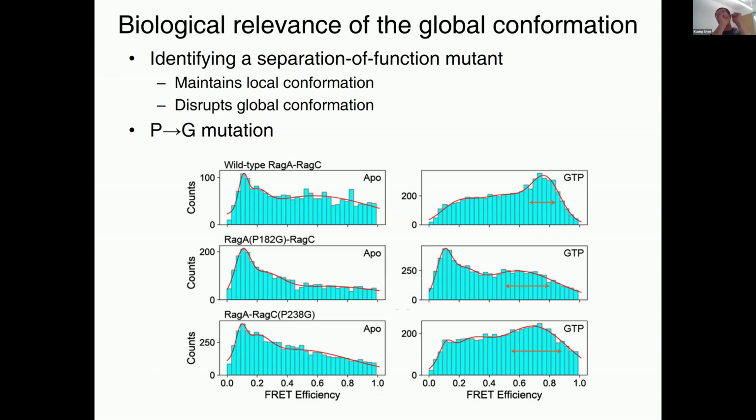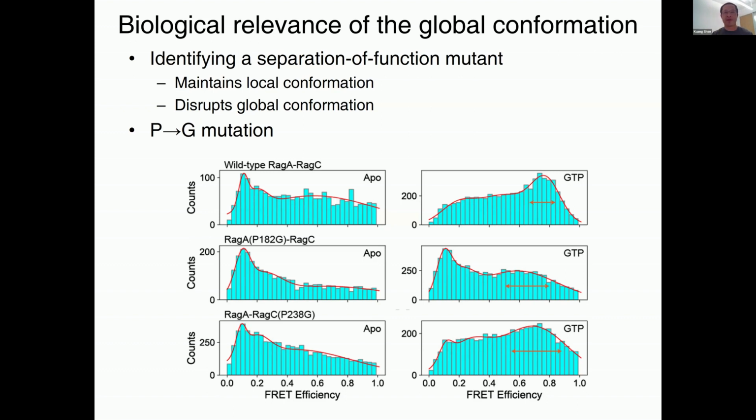Instead, it's probably a cluster of conformations around that equilibrium position. So this means we did generate a mutant that specifically disrupts the global conformation. And lastly, we can ask the question, is it really important inside of the cell?